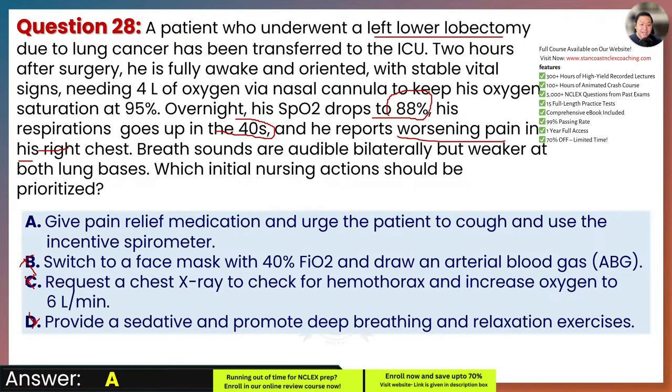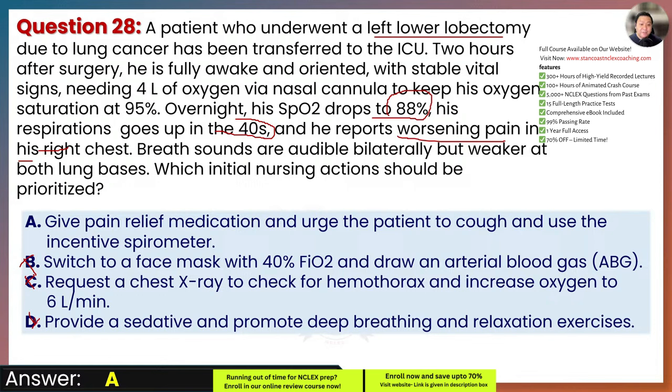And so increasing the oxygen might provide temporary relief, but it does not address the underlying pain or the lack of lung expansion, so making this response less urgent than managing the pain. Now, what about letter D? Provide a sedative and promotes deep breathing and relaxation exercises. So this could help alleviate anxiety, but it's not the best approach here.